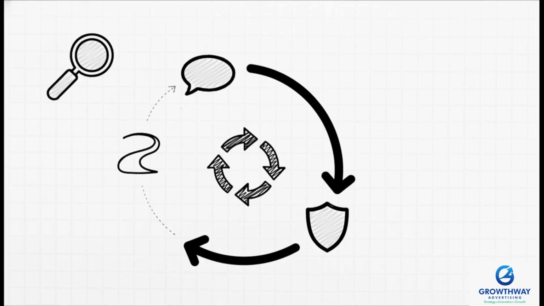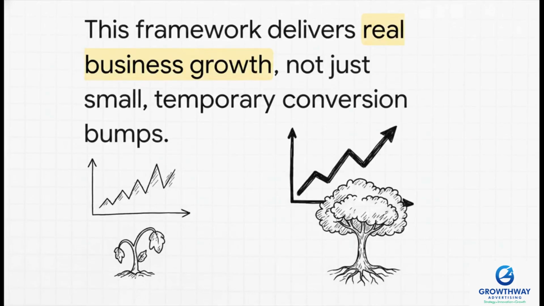So let's put it all together. This is basically your cheat sheet. This is the framework for growth. You analyze your traffic quality, you improve your messaging, you optimize the user experience, you build up those trust signals, and then you test and refine continuously. That's the whole loop. And here's the bottom line. When you follow this framework, you're not just chasing little unpredictable bumps in your conversion rate anymore. You start creating what clients really want: predictable, scalable, and real business growth.